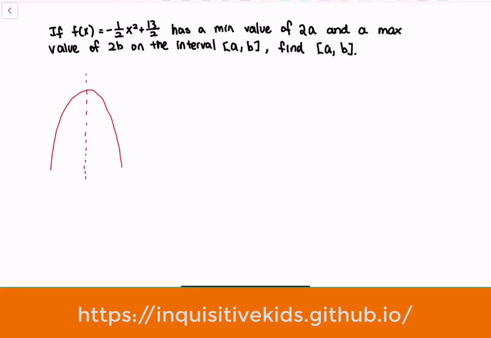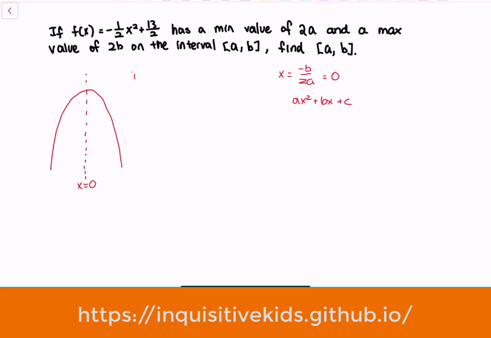x squared term is negative. And we can also find where its line of symmetry lies. This is when x is equal to negative b over 2a when we're referencing this standard form of a quadratic. In this case, b, which is the coefficient of the x term, is 0. So x is equal to 0 for this line.